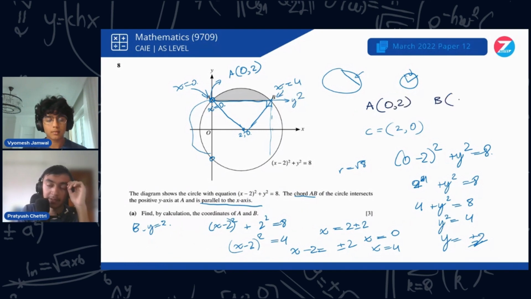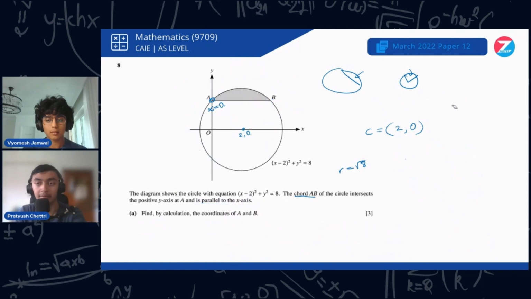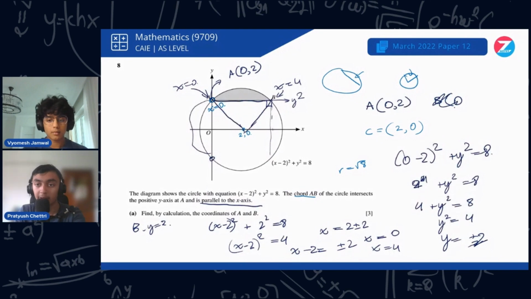Coordinate of B is... stop doing that. Coordinate of B, and change color as well, is (4, 2).